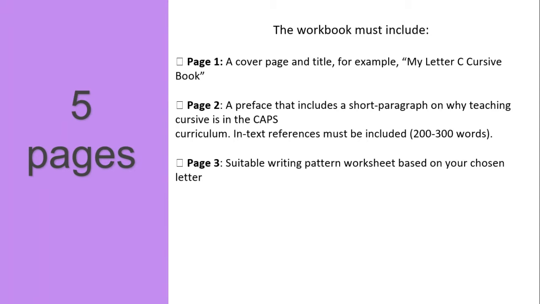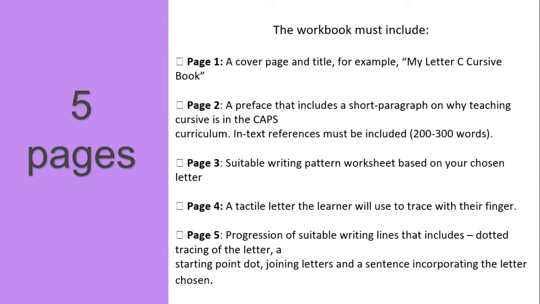Page 3, you're going to include a suitable writing pattern worksheet based on your chosen letter. So you're only concentrating on one letter. Page 4 is a tactile letter that the learner will use to trace with their finger. And finally, page 5 is a progression of suitable writing lines that include a dotted tracing of the letter, a starting point dot, joining letters, and a sentence incorporating the letter chosen.